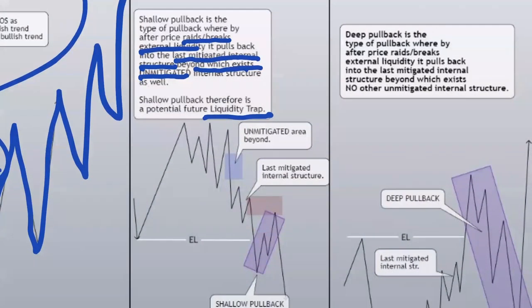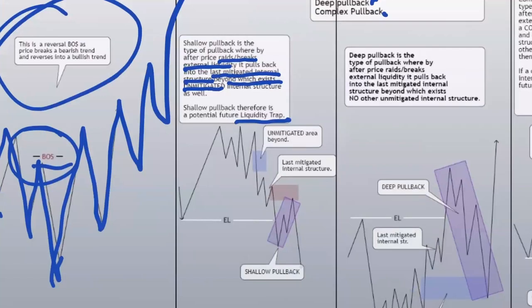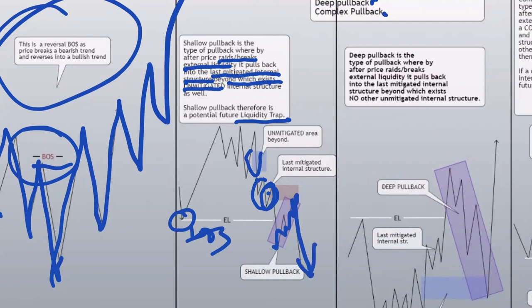So let's see the schematic before we go to the chart. This is our external liquidity. We have a breakout structure. This is the last internal structure that mitigated each other. Then right here, we have unmitigated area beyond. Price pulled back towards this last internal structure, and then created a lower low. It is not a pullback if it doesn't create a lower low. So that is one thing.